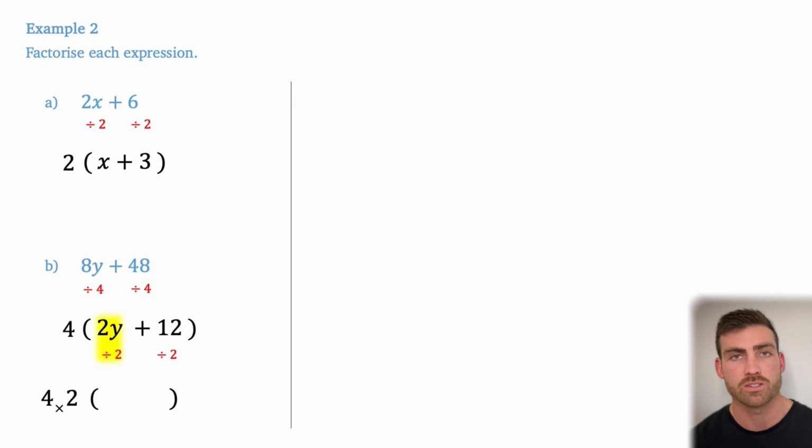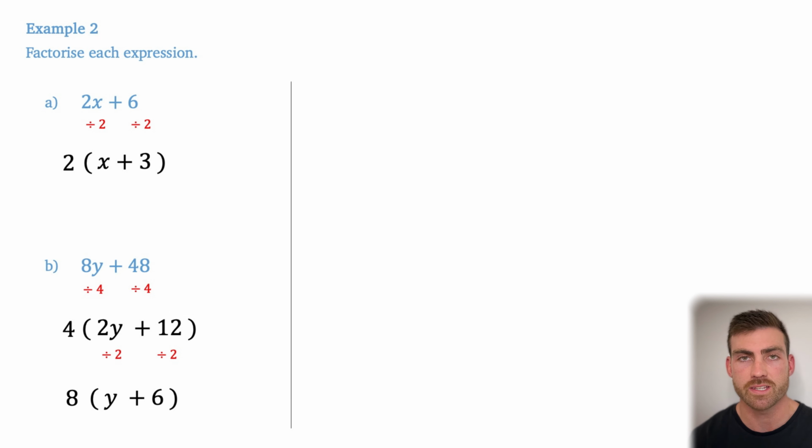Dividing 2y by 2, which is 1y or y. Next, 12 divided by 2, this equals 6. The 2 and the 4 out the front are still multiplying. We can simplify this and we are done. So in the case that you don't find the highest common factor the first time, check your answer and go again and notice if there are any common factors still inside the brackets.